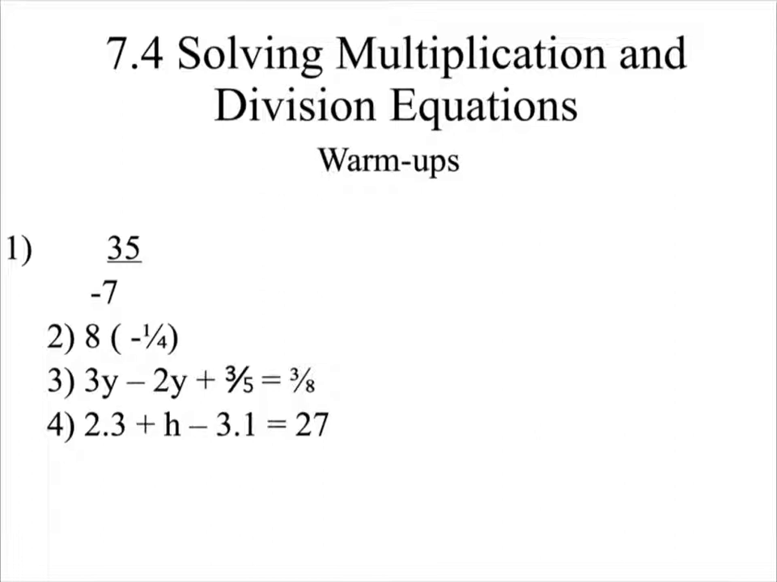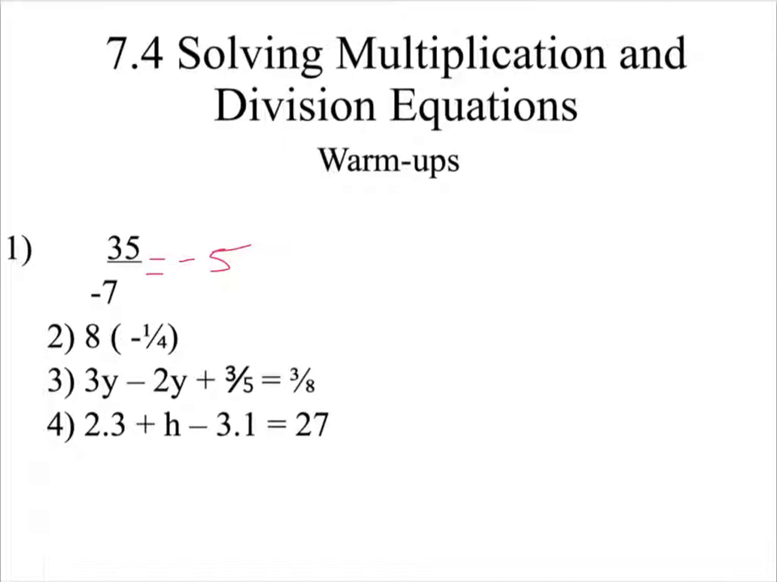All right, so this very first one, we have a pretty simple one, I think, right off the bat. We have 35 divided by -7. When we take 35 divided by -7, you get a -5. Remember, positive divided by a negative is a negative.